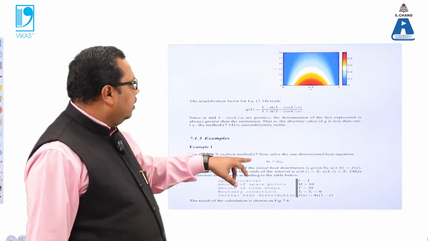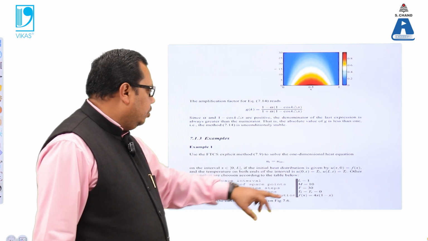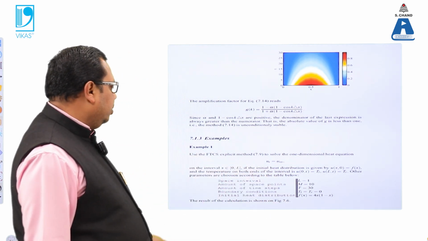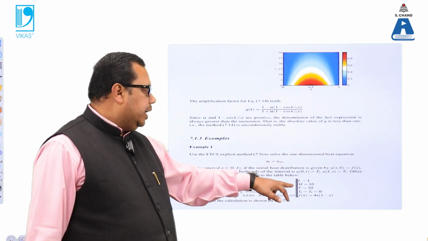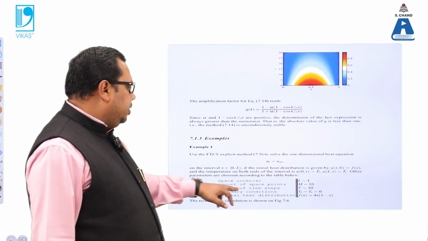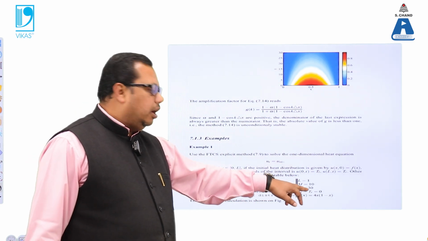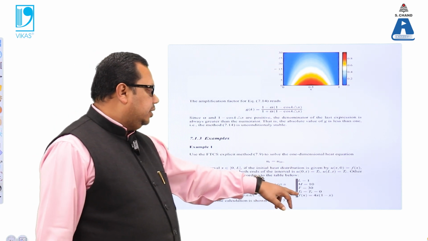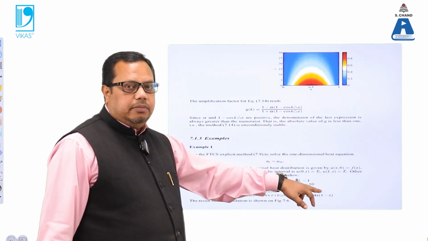Again I repeat, the space interval is given, which is L = 1, the amount of space points is given to us, which is M = 10, the amount of time steps is given, which is T = 30, then the boundary condition is given, which is T1 = Tr = 0, then the initial heat distribution f(x) is given, which is 4x(1 - x).